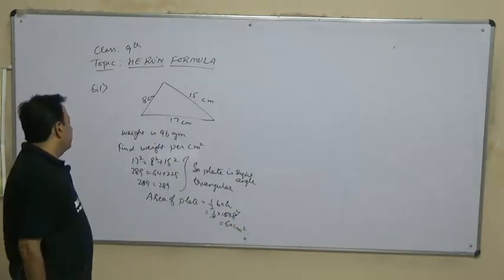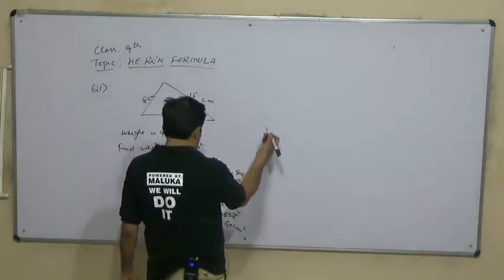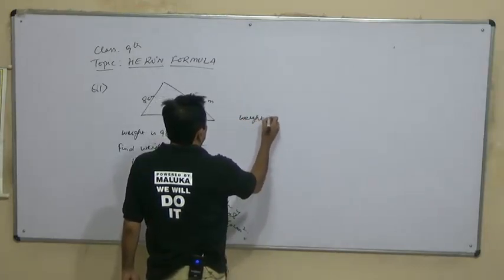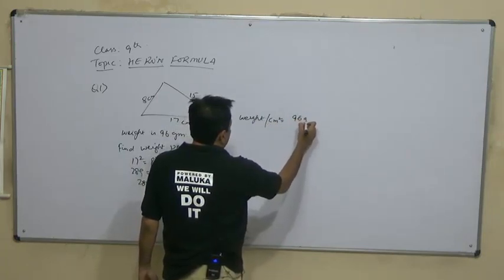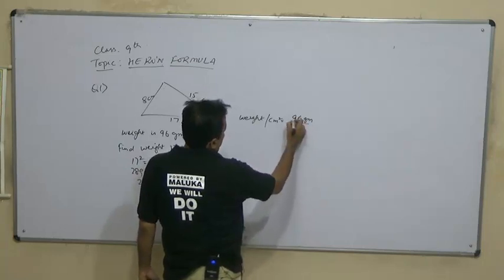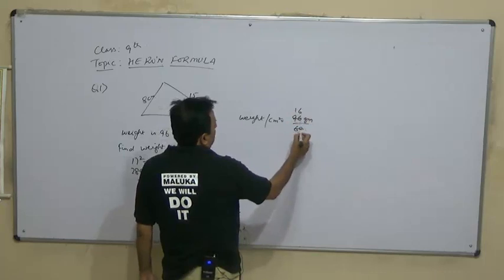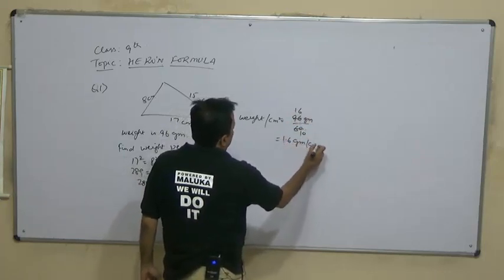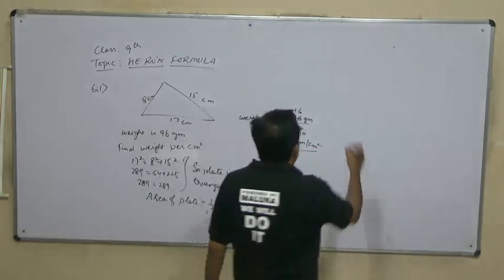Now the weight is given as 96 gram, and we have to find weight per centimeter square. So this will be weight 96 gram and total 60 centimeter square. 6 into 16 is 96, so this is 1.6 gram per centimeter square. So next we move to the four-sided figures.